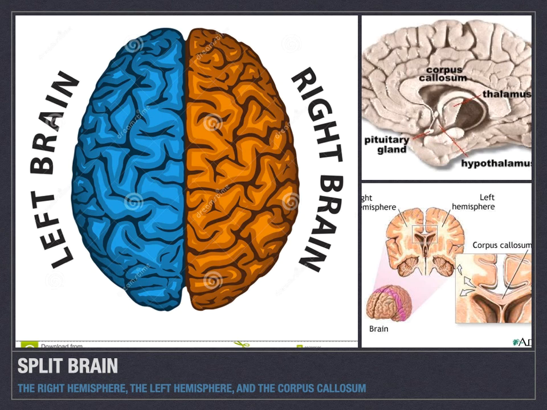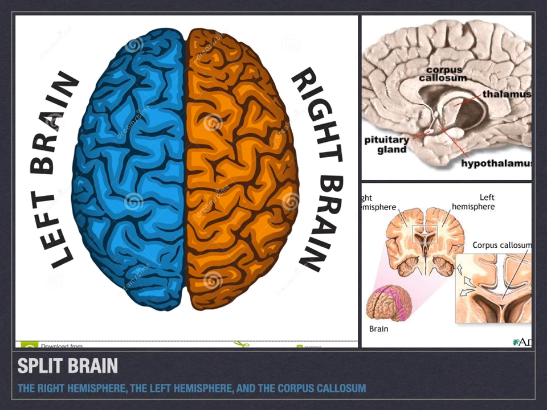And if you look a little closer at the bottom left and the picture on top of it, you can see a structure in the brain called the corpus callosum. The corpus callosum is a bundle of nerves that actually attaches the right part of the brain to the left part of the brain. It's this kind of information superhighway going back and forth that allows those two sides to communicate.